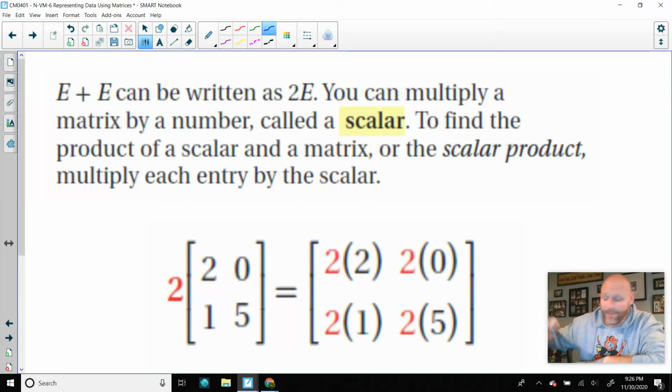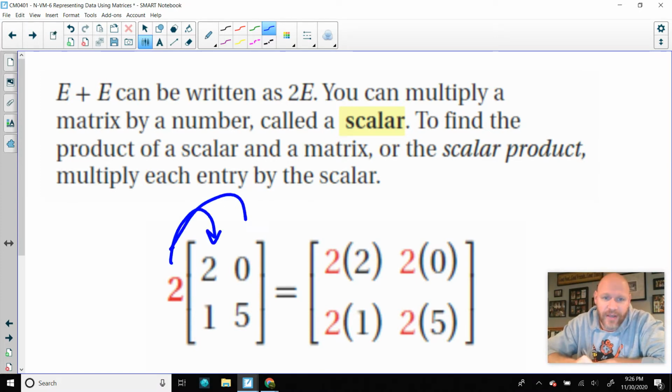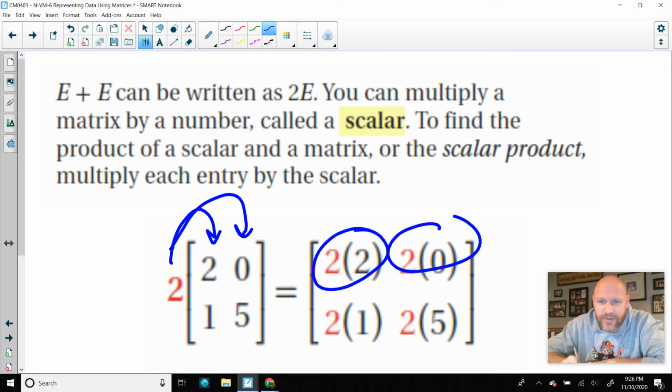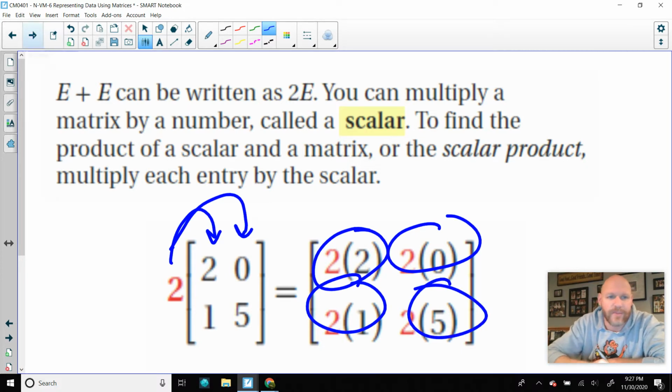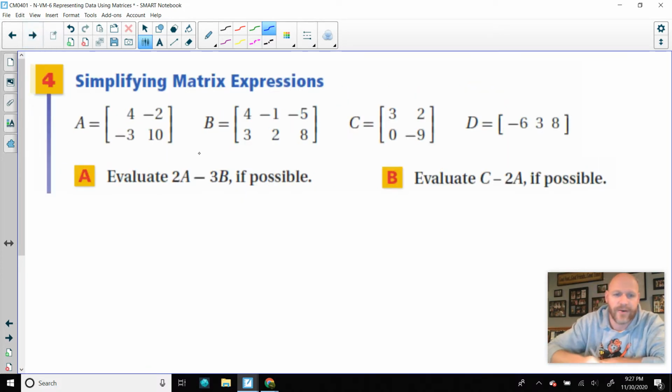All right, last example for this one. What we're going to cover next is what a scalar looks like. If I have a number out in front of a matrix, this is the same as multiplying a number out in front of a letter. When we do this, though, we're just going to take that number 2 and multiply it to all the numbers on the inside of that matrix. So it's the same as saying 2 times 2, 2 times 0, 2 times 1, and 2 times 5. Really, really simple stuff. Let's go ahead and take a look at some problems here.